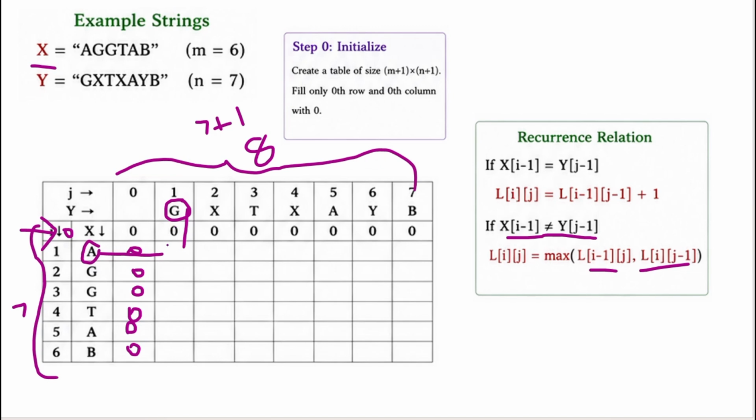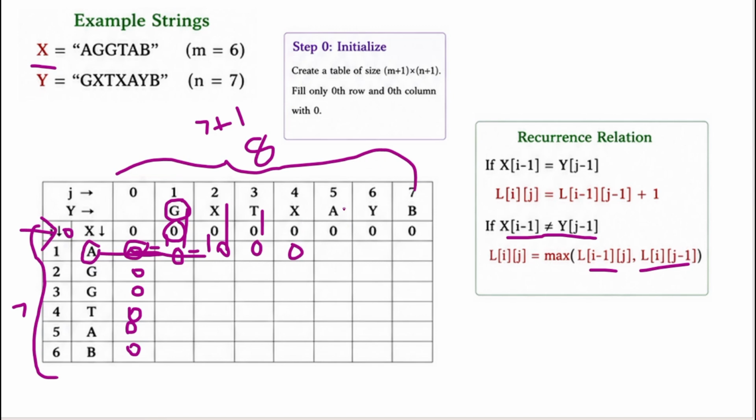So here is the top value. This is the left value. So which one is maximum? This is the left value, this is the top value. The maximum is 0, right? Both are 0. Just put that value here. Clear? Then move here. The character A, here the character is X. So not a match, right? So compare the top and left values. Here both are 0. Simply put 0 here. Then here A, here T, here also 0. Here A, here X, here also 0.